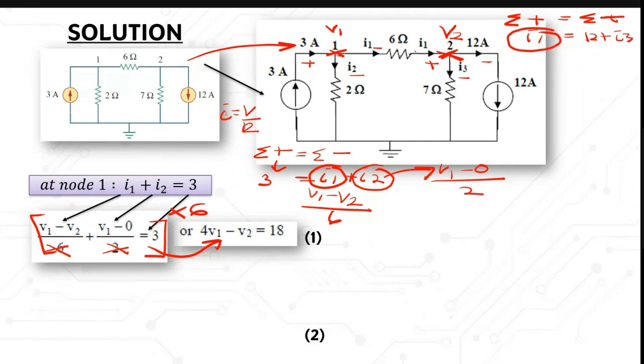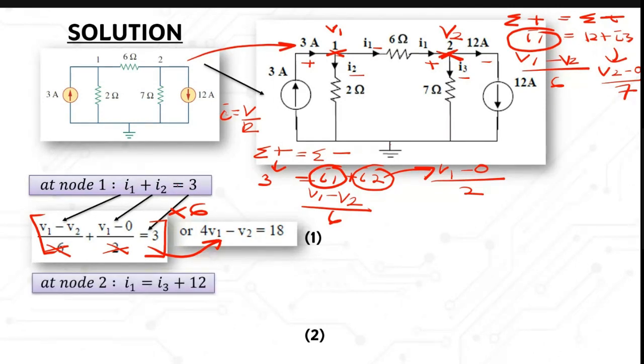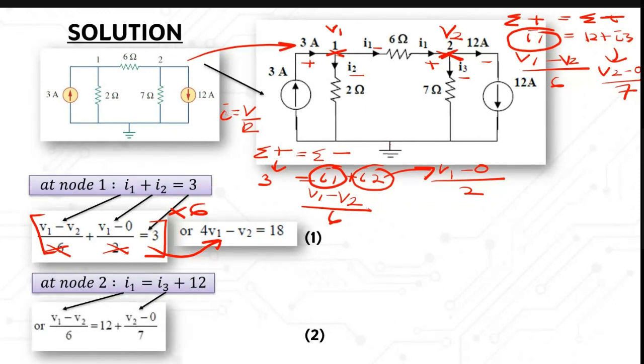So I1 is obviously V1 minus V2 over 6. And for this I3 is obviously V2 minus 0 over 7. V2 minus 0 over 7. All right, so you just equate all of this. What you have is this. You will have this as your equation.